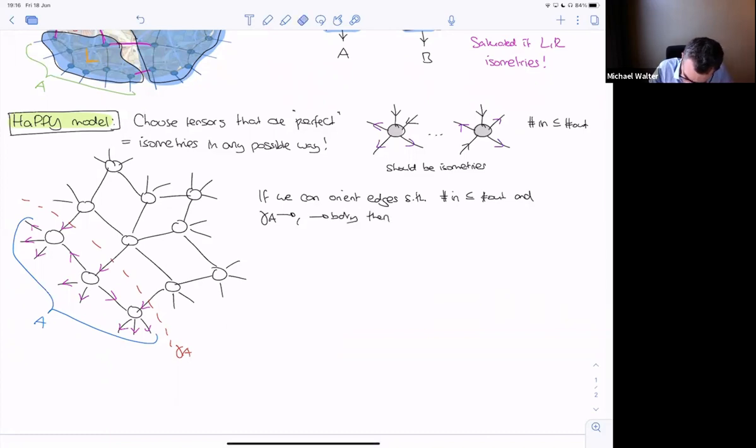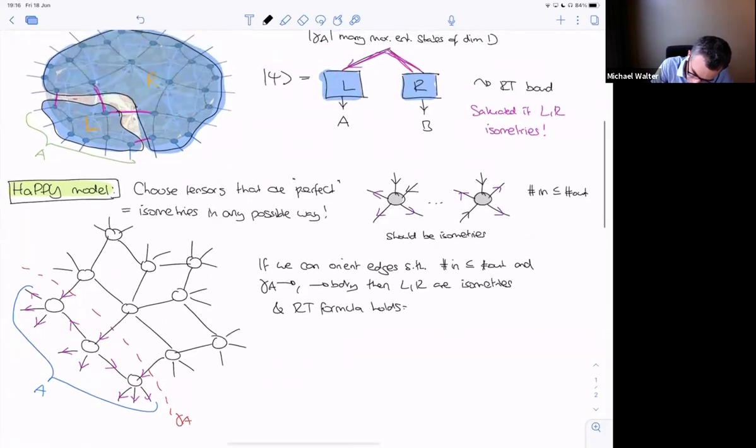Then this proves, that's sort of a graphical proof, that these maps L and R are isometries, just because they're now a composition of isometries, as in a quantum circuit, and the RT formula holds. So not just a bound, but it is now true, because of what we discussed here, L and R are isometries, that the entropy of A is exactly equal to the size of the minimal cut times log dimension.